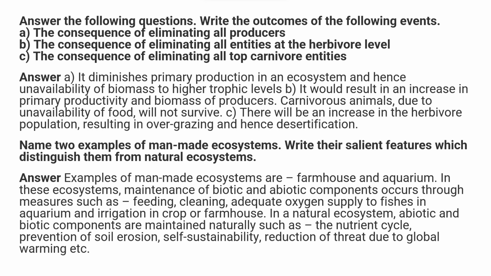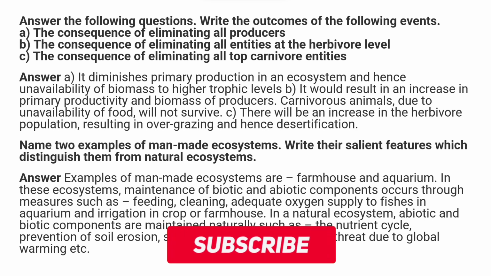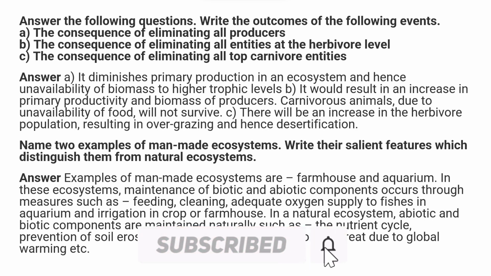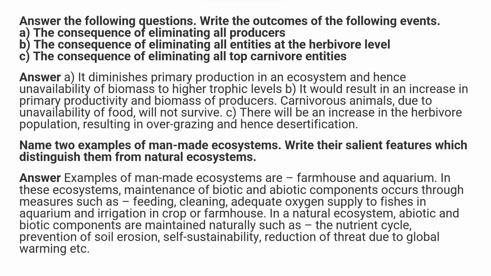Answer. A. It diminishes primary production in an ecosystem and hence results in unavailability of biomass to higher trophic levels. B. It would result in an increase in primary productivity and biomass of producers. Carnivorous animals, due to unavailability of food, will not survive. C. There will be an increase in the herbivore population, resulting in overgrazing and hence desertification.